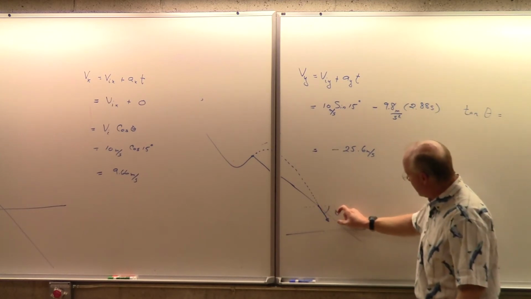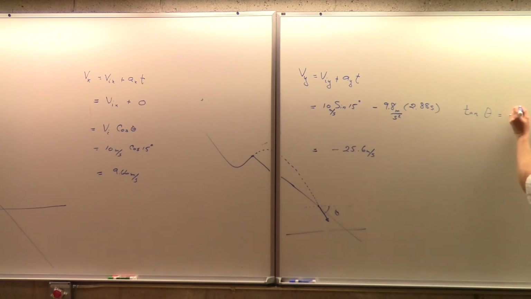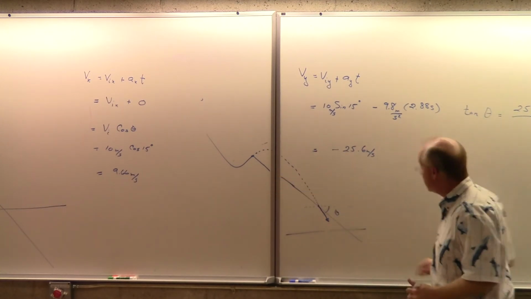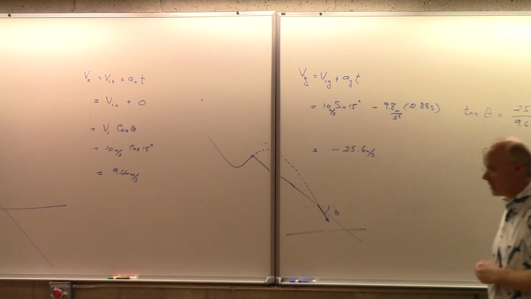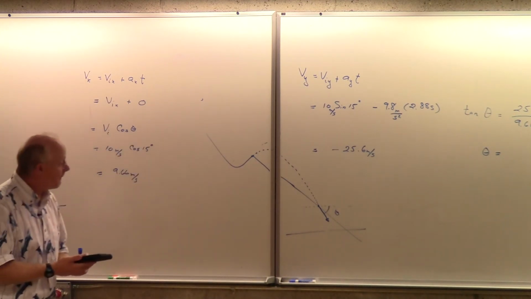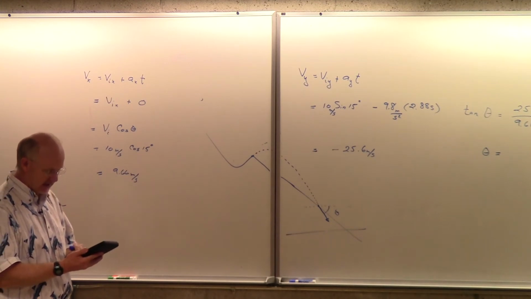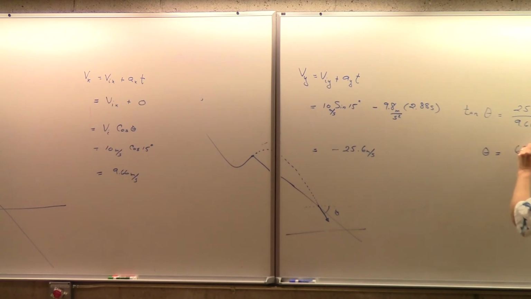Tangent of theta would be the opposite piece, so that's the vertical speed. And I'm just going to put it in as a positive number. I already know the angle's down, so I'll just put a positive 25 over the adjacent piece, which is the 9.66. So the angle that this skier is making through the air is inverse tangent of 25.6 divided by 9.66, coming up to be 69.3 degrees.